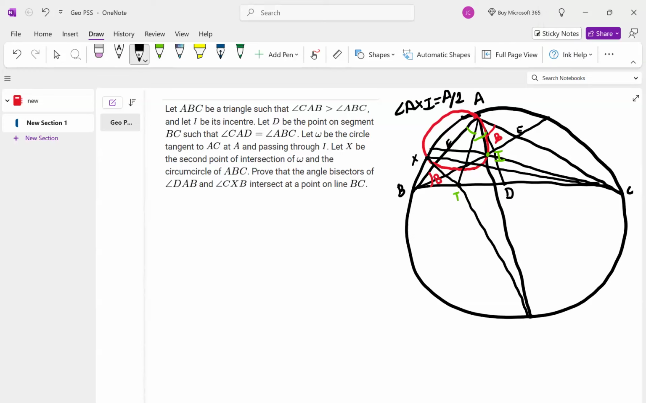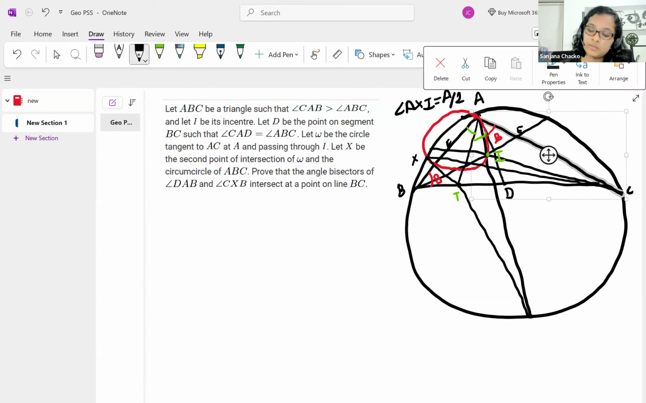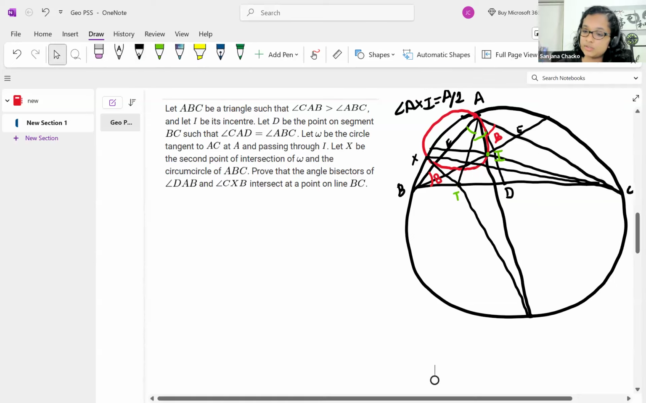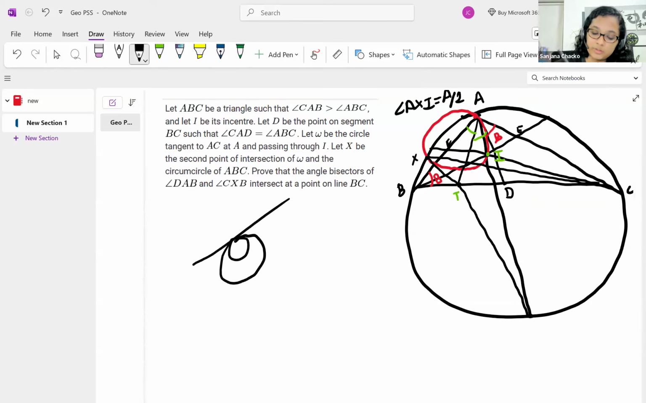Which two circles? AXI and ABD. AXI is tangent to AC at A. We know that, we're given that. And ABD is also tangent at A because both of these angles, DAC and DBA, are B. So that's also tangent. So if you have a line and two circles are tangent to it at that point, they must be homothetic. That is a good observation. Yes.